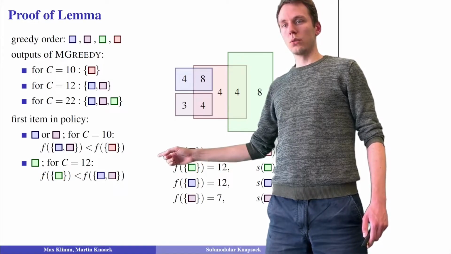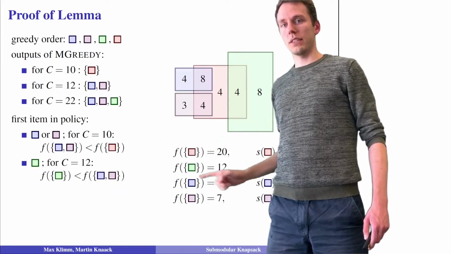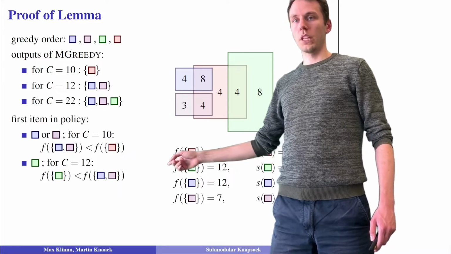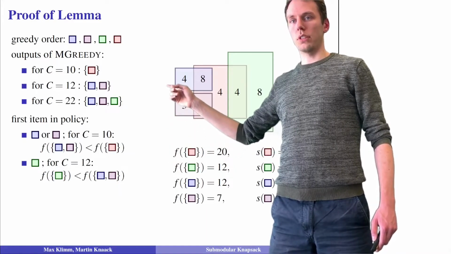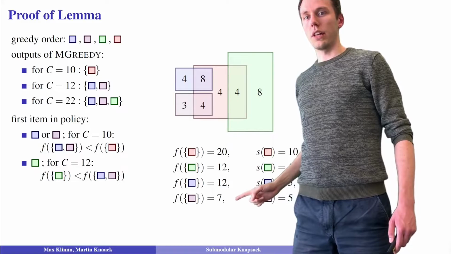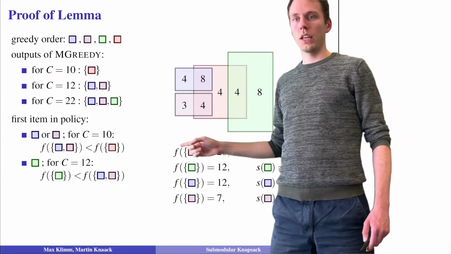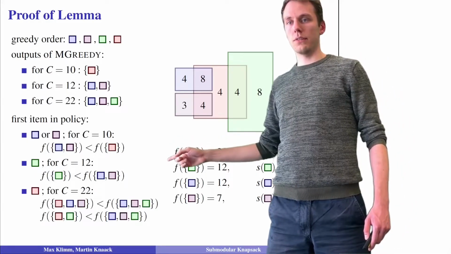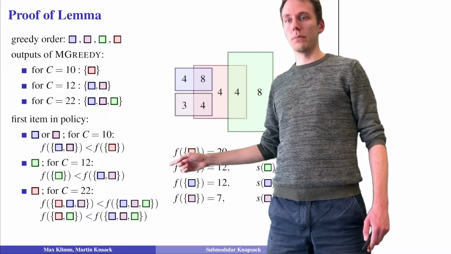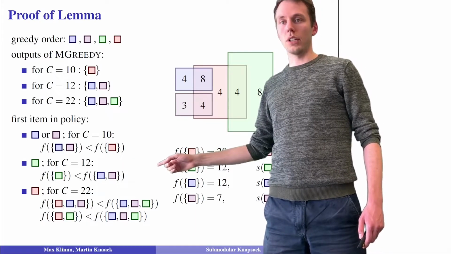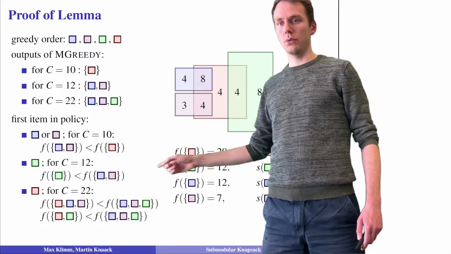Here, the solution of our policy would be the green item, which has a value of 12, but the greedy algorithm outputs the blue and the violet item, which together have a value of 19. And last but not least, if we start with the red item, then we have bad solutions for the capacity of 22.